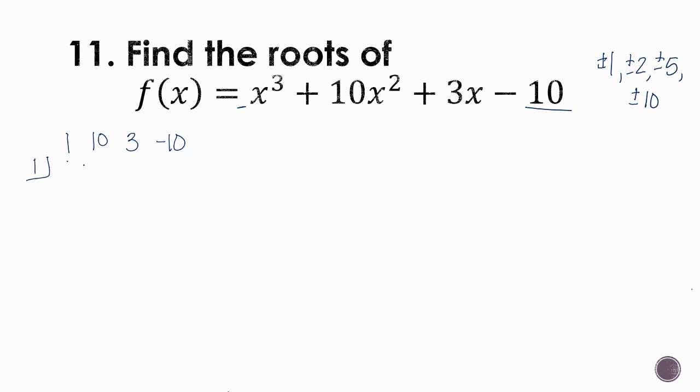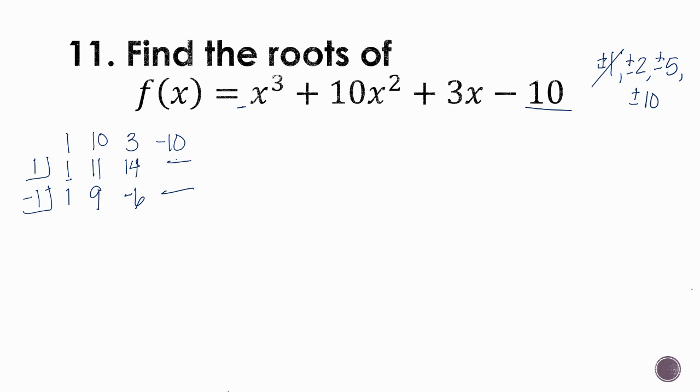I'm going to start with 1, okay? 1 times 1 is 1, plus 10 is 11. 1 times 11 is 11, plus 3 is 14. And 14 plus 10 is not going to be 0. Remember that I'm looking for a remainder of 0 here. That's how I know it's a root. So I'm going to move on to negative 1. Negative 1 times 1 is negative 1 plus 10 is 9. This is negative 9 plus 3 is negative 6. This is positive 6 plus negative 10 is negative 4. So that doesn't work either. So my 1s are out.